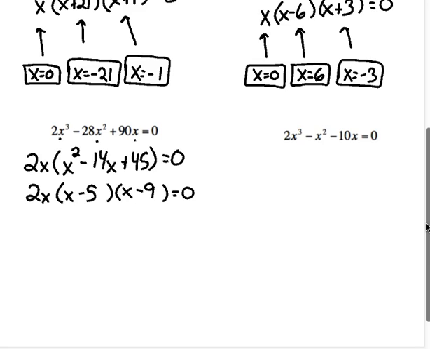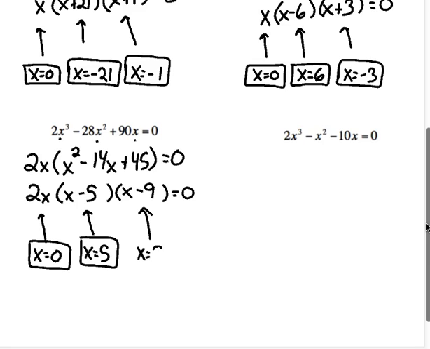Once you get to that point, now I'm going to take each piece and set it equal to 0. So here 2x, well if 2x is 0, that means x has to be 0 still. Even if there's a number out there with it, the x piece still has to be 0. Here we get x of 5 and x of 9.